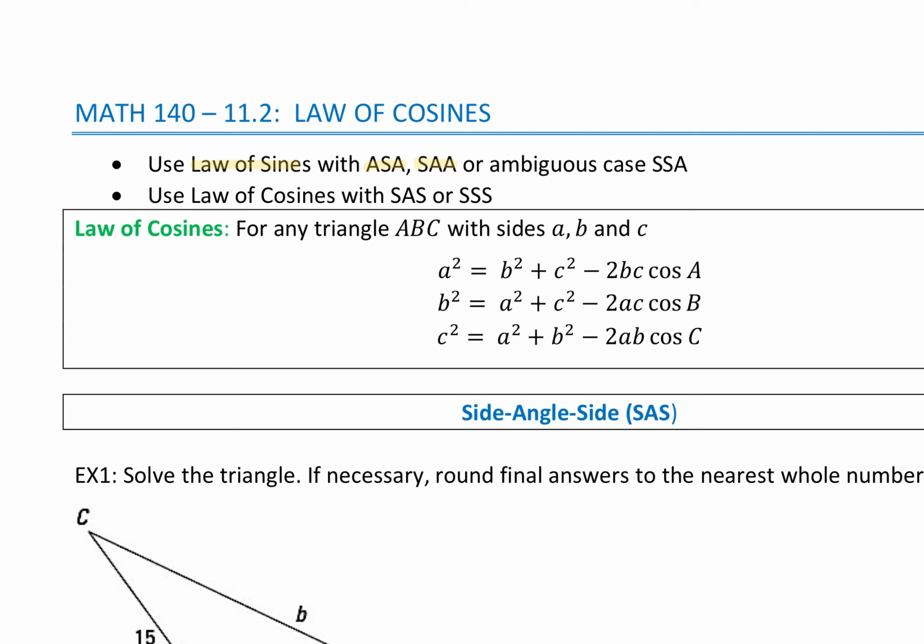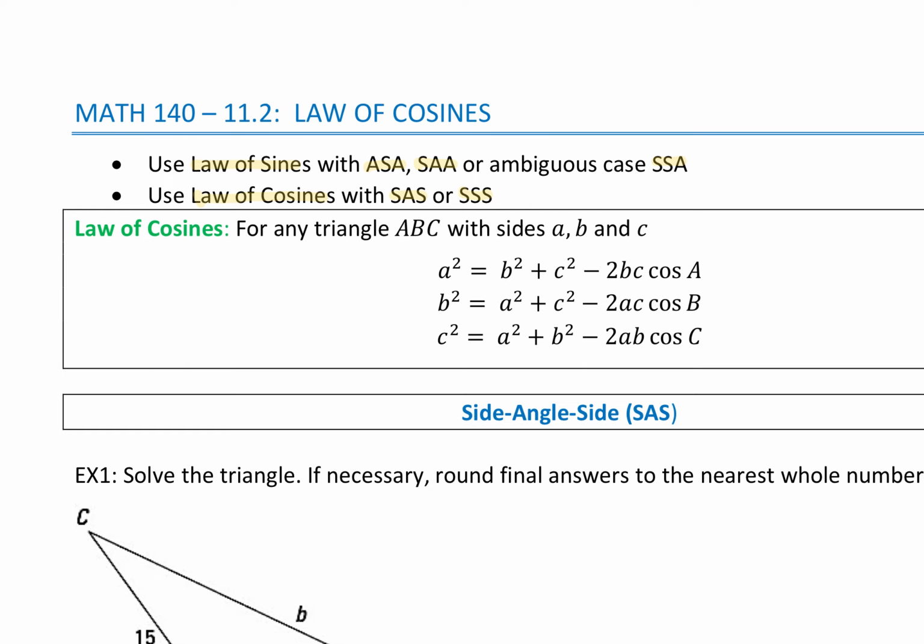Now there is that ambiguous case where you have a side and an angle. Kind of want to avoid that though. So when we use the law of cosines, what we're going to use it for is if you have the case of side, angle, side, or if you have three sides and no angles. In those two cases, the law of sines doesn't work because you don't have enough information to solve an equation using the law of sines.